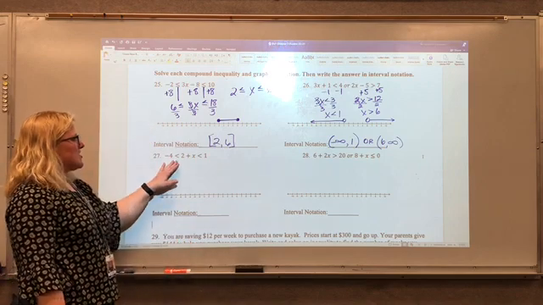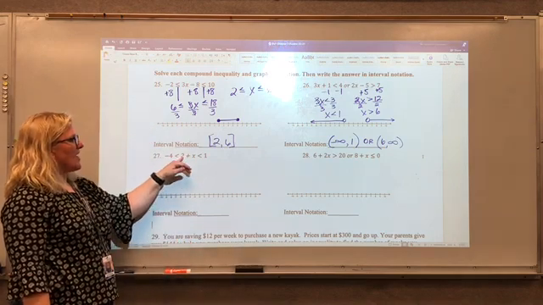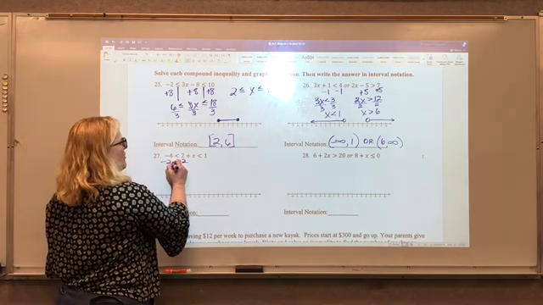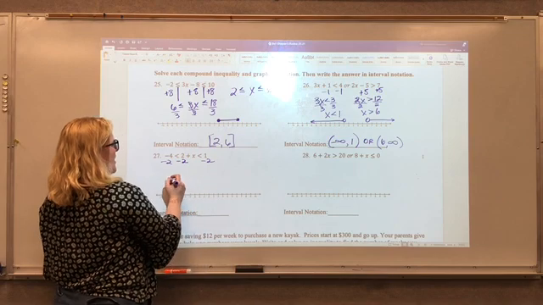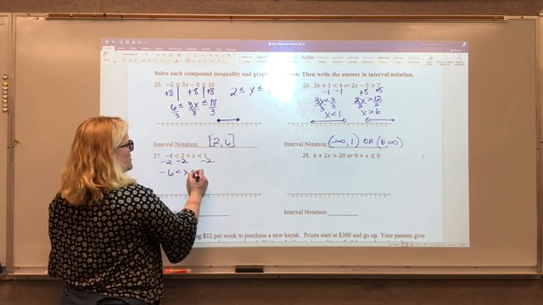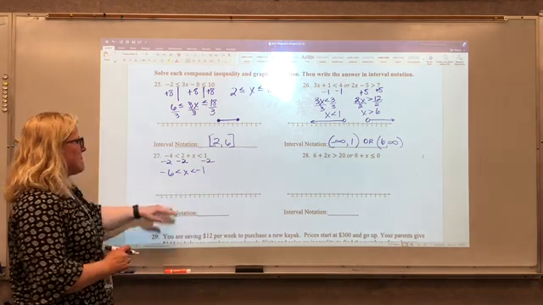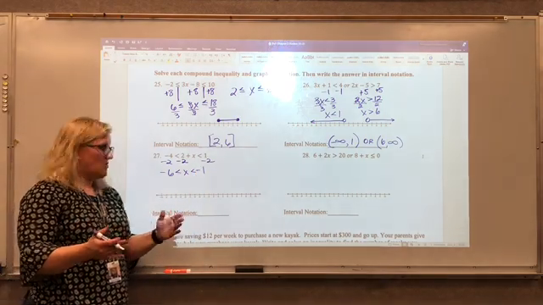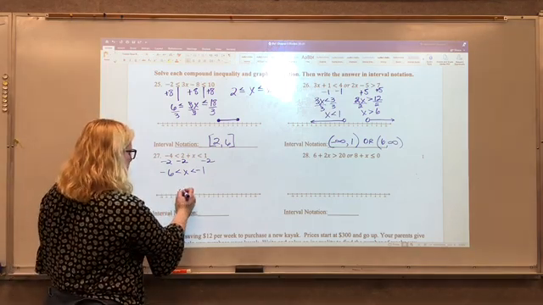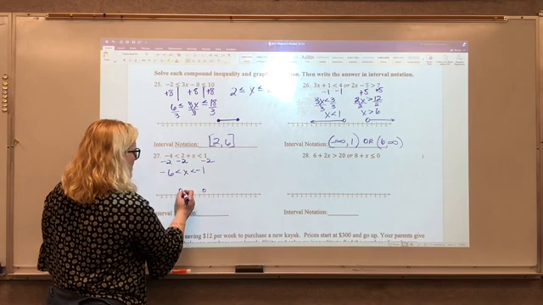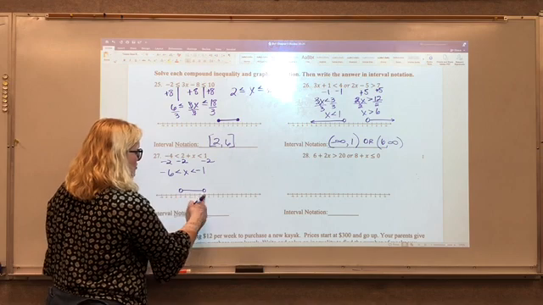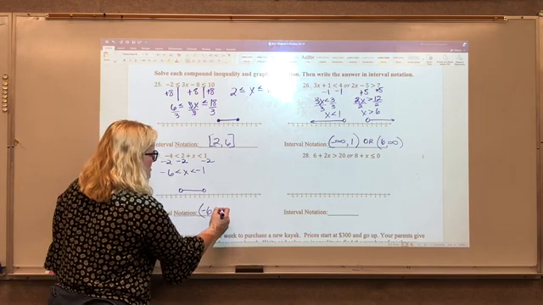All right, so for this one, I've got a 2 here, so I'm going to subtract the 2 from all 3 parts, and I have negative 6 is less than x, which is less than negative 1. That was nice, that was just kind of a one-step problem. So open circles, negative 6, negative 1, they're sandwiched in there. My interval notation will be from left to right, negative 6, negative 1.